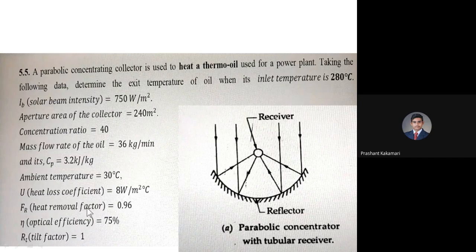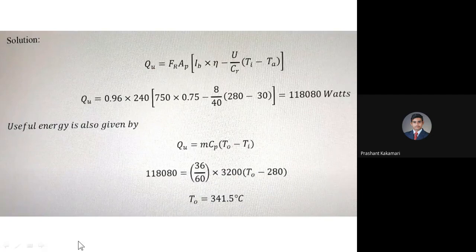The heat removal factor is given. This is nothing but the ratio of the actual heat absorbed by the fluid to the ideal heat absorption. So that is 0.96, which is always less than 1. Then the efficiency of the optical system is 75%. Then the tilt factor RT, or RL, is given as 1. So we'll see the solution.